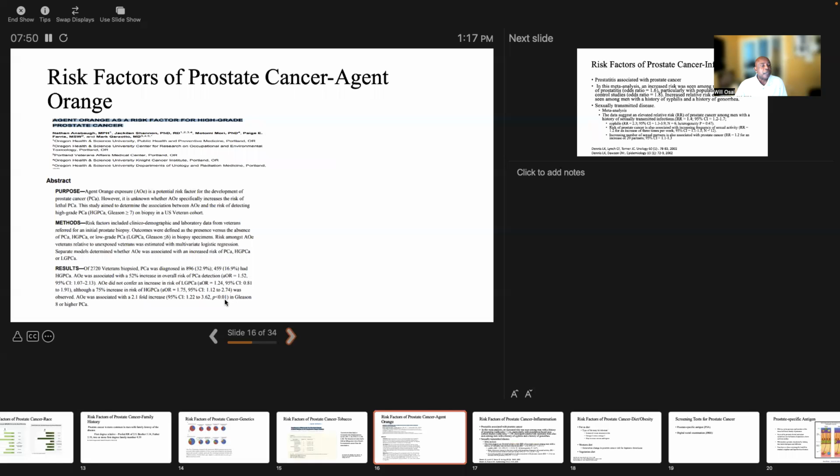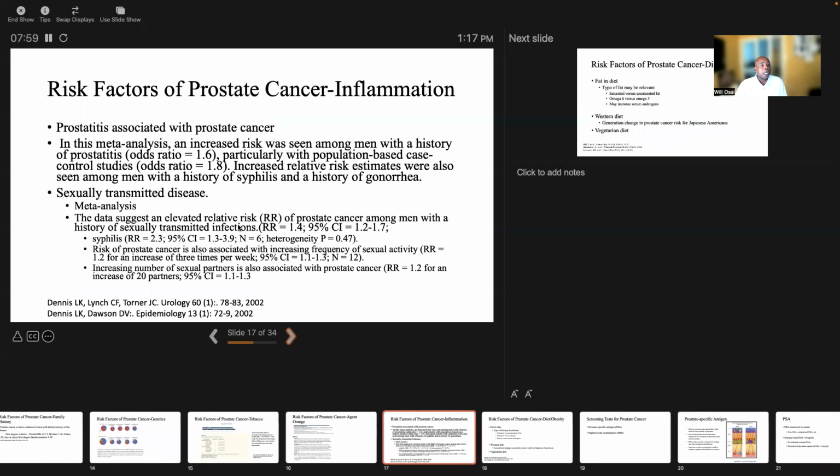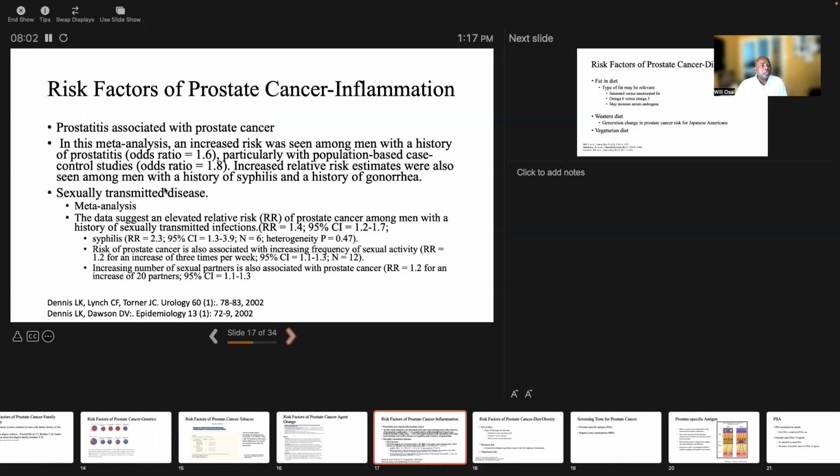Also, these men have a 2.1-fold increase in Gleason 8 or higher prostate cancer. Inflammation has been associated with prostate cancer as well. In a meta-analysis by Dennis and Lynch, prostatitis was shown to increase the risk for prostate cancer with an odds ratio of 1.6. And also an odds ratio of 1.8, increased relative risk among men with a history of syphilis and gonorrhea.